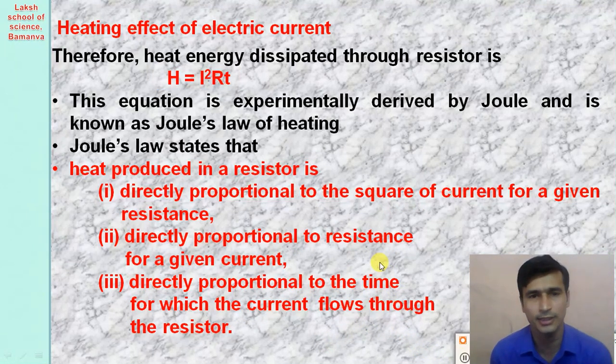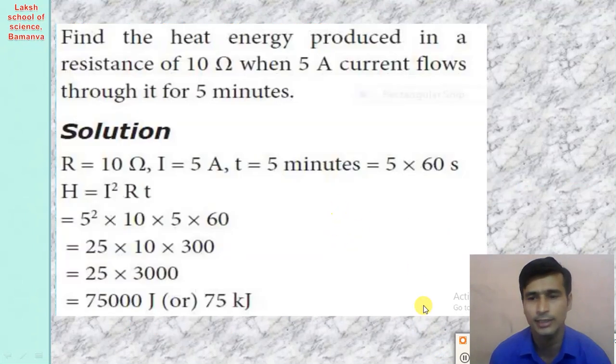Now we discuss some examples regarding this point. We use the equation heat energy H is equal to I square RT. We use the equation power P is equal to V into I. We calculate some examples regarding this heating effect of the electric current. Right? So example number 1.